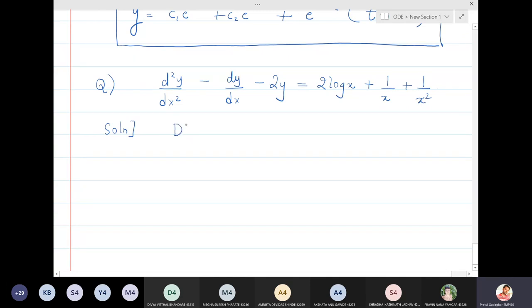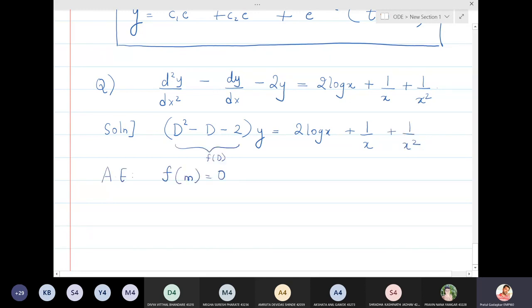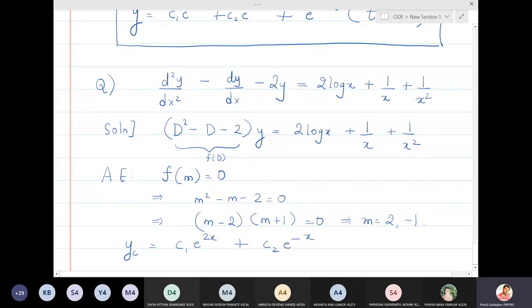This is (D squared minus D minus 2)y equal to 2 log x plus 1 over x plus 1 over x squared, which is f(D). So the auxiliary equation is f(m) equal to 0. This means that m squared minus m minus 2 is 0, which is (m minus 2) into (m plus 1). So m is equal to 2 and minus 1. So this means that the complementary function is c1 e raised to 2x plus c2 e raised to minus x.